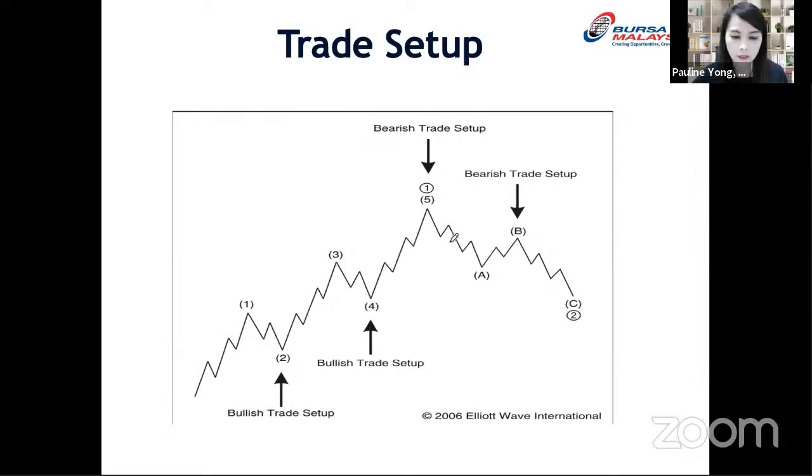So 1, 2, 3, 4, 5, and then A, B, C. Once you count A, B, C, you say that this one extended. When it is extended, you know that this bullish trend is over, especially when you can see that wave C is going to be over or surpassing wave 4. The minute you see wave C surpassing wave 4, you know that this trend is going to be over. Then you need to count a different wave, whereby this will be the beginning of a 5 wave for the downtrend.